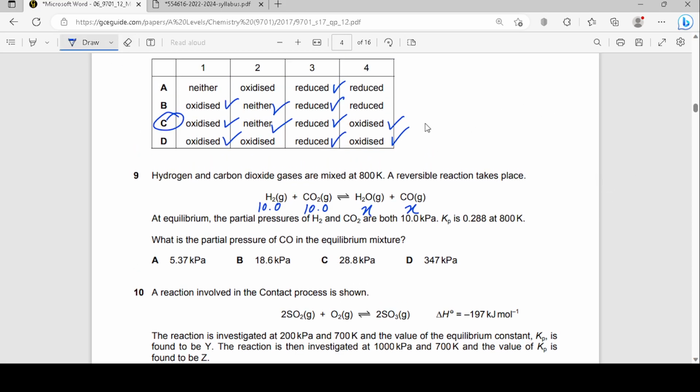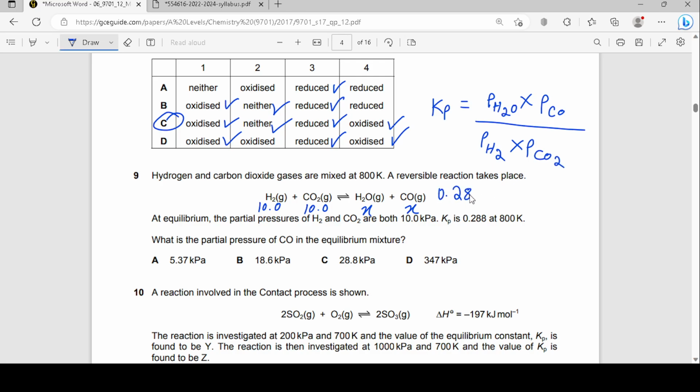So I'll write the Kp expression first. Kp equals the partial pressure of H2O. Now they're all 1 mole as well, so you don't need to worry about coefficients, right? So just P H2O times the partial pressure of CO, the partial pressures of the products. And then for the reactants, we have the partial pressure of H2 in the denominator, times the partial pressure of CO2. So that's the expression for Kp.